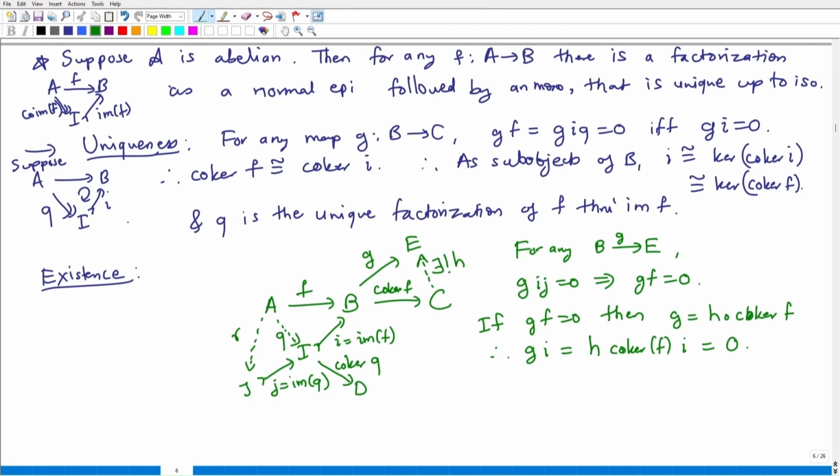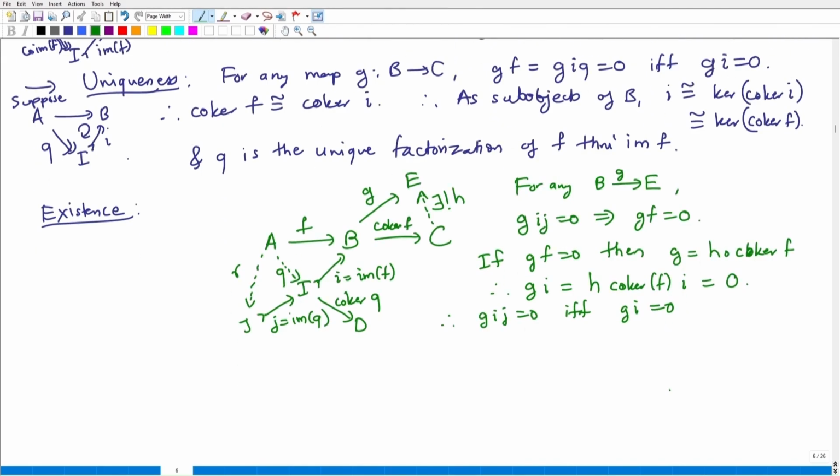Therefore, yes, so Gij is equal to 0 if and only if Gi is equal to 0. This is what we showed. Okay, understood this part? So therefore, what will happen?